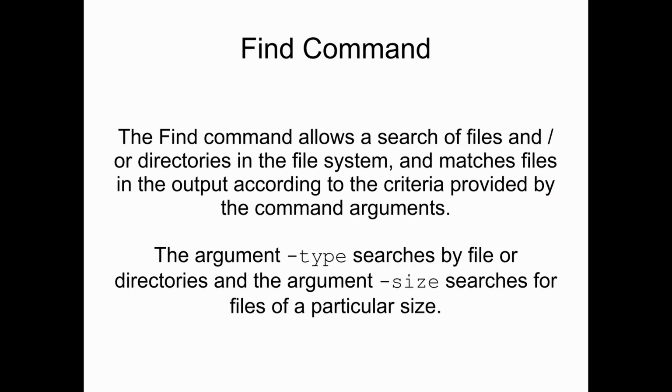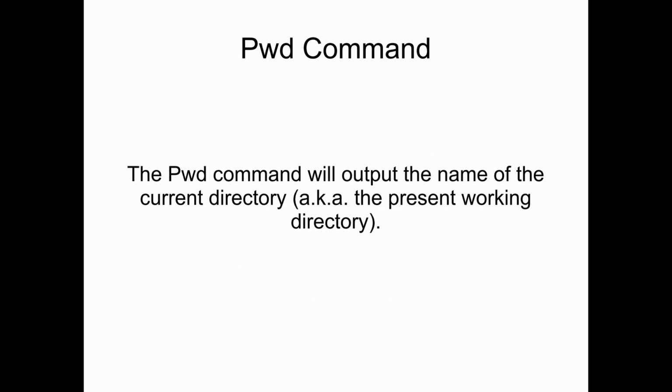The find command allows a search of files and/or directories in the file system and matches files in the output according to the criteria provided by the command arguments. The argument -type searches by files or directories, and the argument -size searches for files of a particular size. The pwd command will output the name of the current directory, also known as the present working directory.